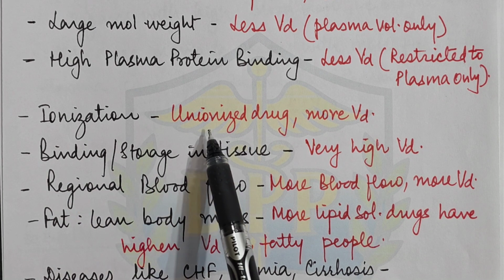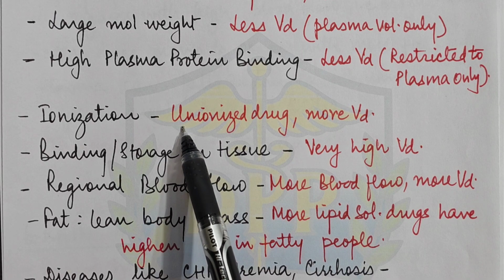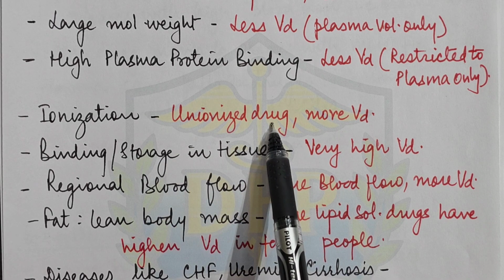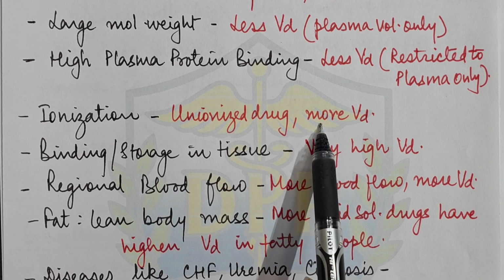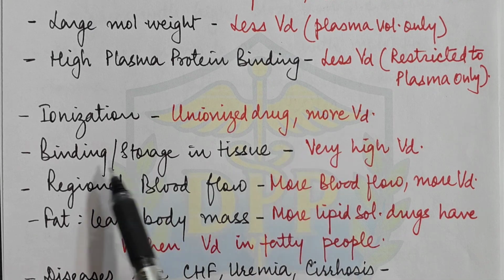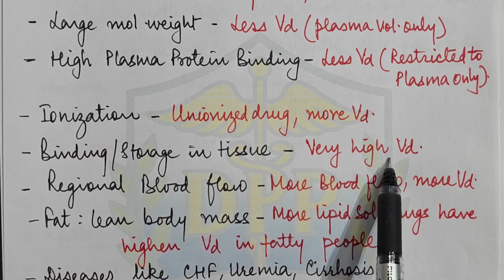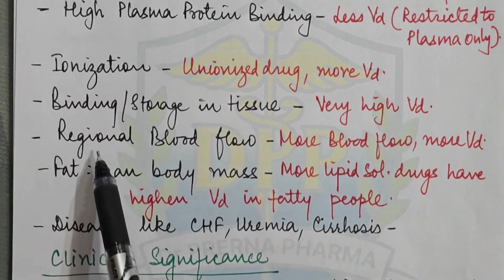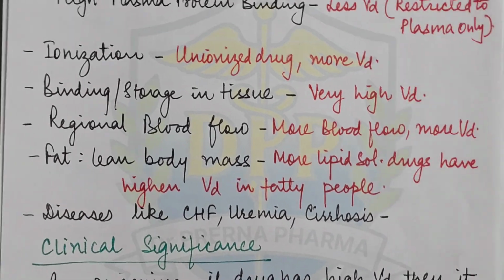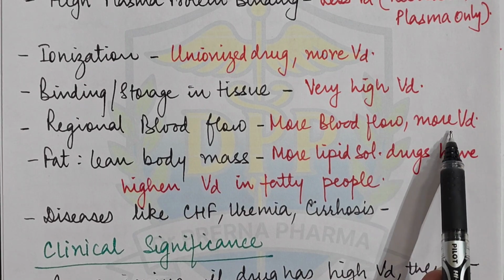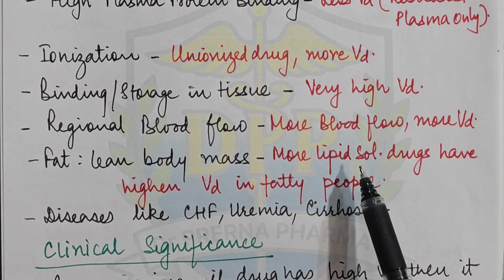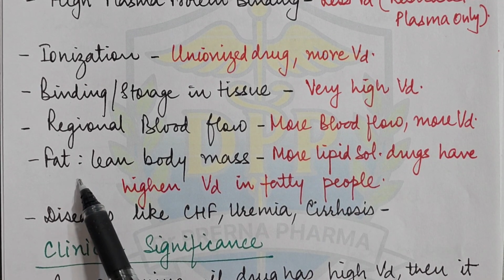Then we have ionization. We know the concept that unionized drug will get absorbed and pass through the membranes, so it will have a more volume of distribution. Then if a drug has a tendency to get stored or sequestered in a tissue, it will also have a high volume of distribution. Then if the regional blood flow is good, again the volume of distribution is going to be high, because that blood flow will take the drug to other places.